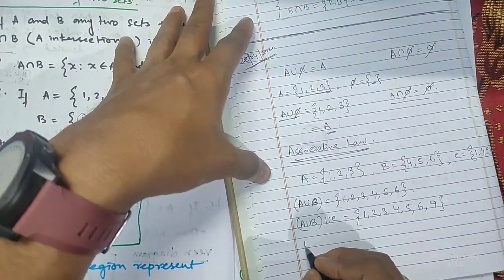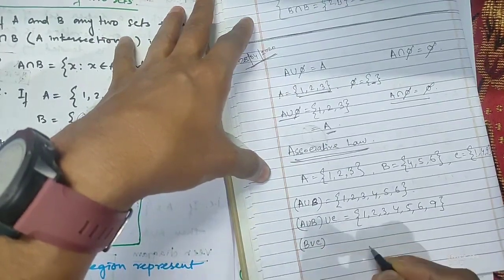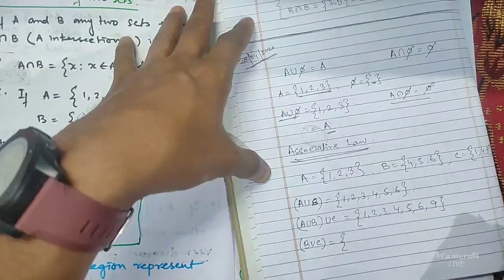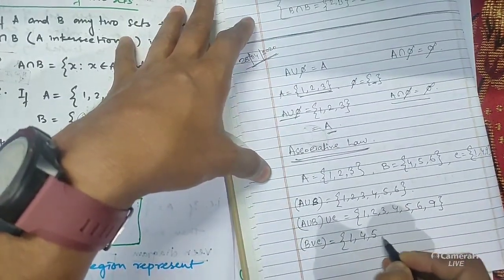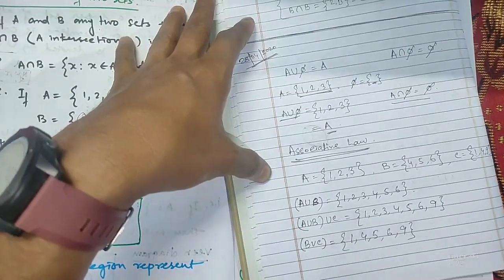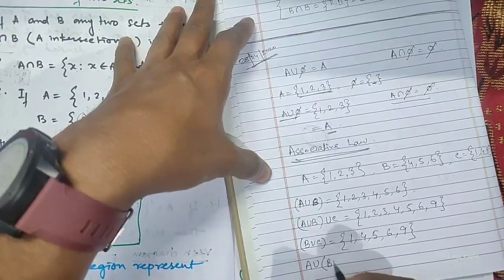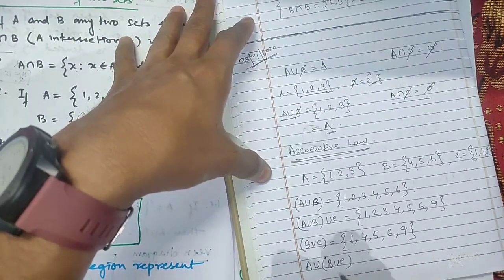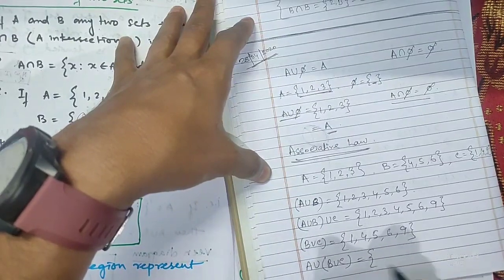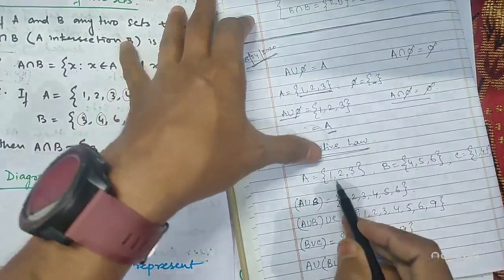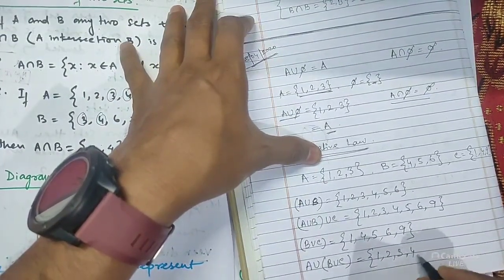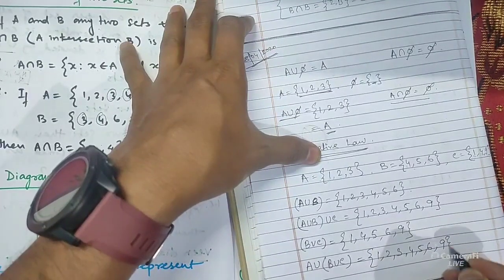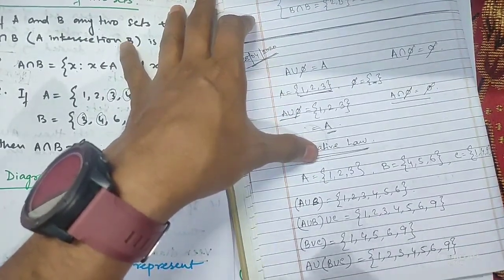Now let me find the value of B union C. What will be B union C? 1, 4, 5, 6, 9. Now if I am doing union with set A, so this is B union C and this is A set. So what? 1, 2, 3, 4, 5, 6, 9. This will be the value of A union B union C.